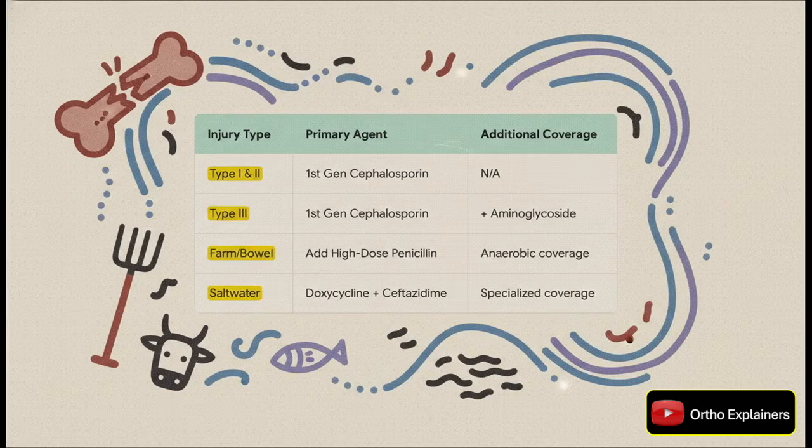So our antibiotic strategy is really dictated by two things, the Gustillo classification and the specific contamination profile. For your straightforward type 1 and 2 injuries, a first-generation cephalosporin is going to be sufficient. But once you hit type 3, you got to add an aminoglycoside for that gram-negative coverage. And of course, there are special cases, right? Farm injuries, you add penicillin for Clostridium. Saltwater immersion, you need to be thinking about Vibrio and cover accordingly.